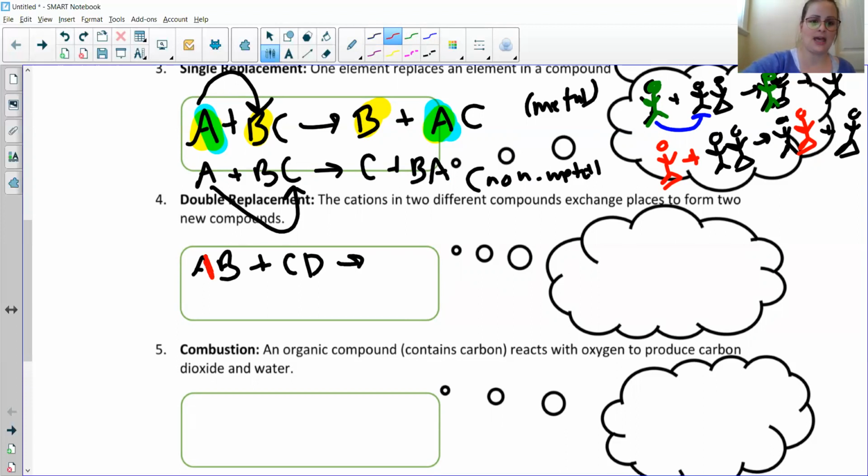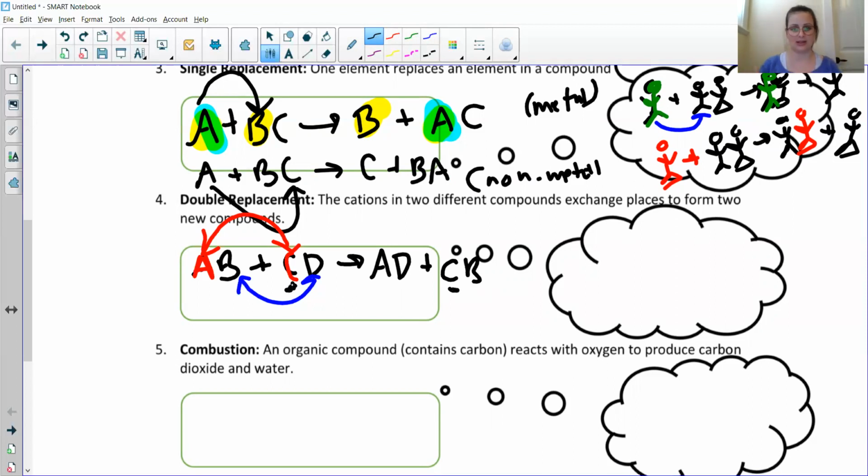the metals are going to switch places, okay? Or you can look at it as the nonmetals switch places. Regardless, you're going to have A be with D and C be with B. Now remember, just because this one is the second one written doesn't mean C gets written second. It is not BC, it's CB, because C is the metal and we always write the metals first. But you notice how they completely switched places.